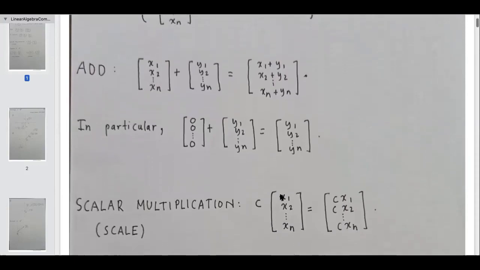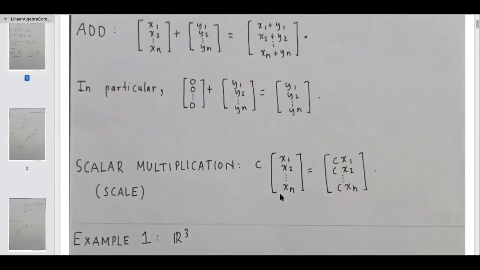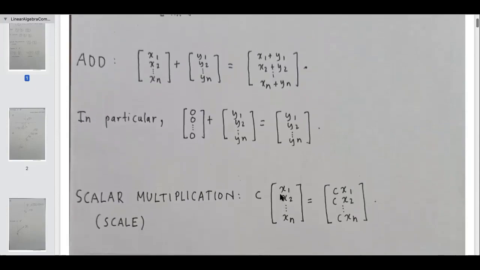The second thing we can do is scale a vector by a real number. As shown here, if c is some real number, it could be negative, it could be zero, it could be positive, it could be irrational, any real number. If we scale a vector x1, x2, xn, it is defined to be cx1, cx2, cxn. So just component wise, you multiply.